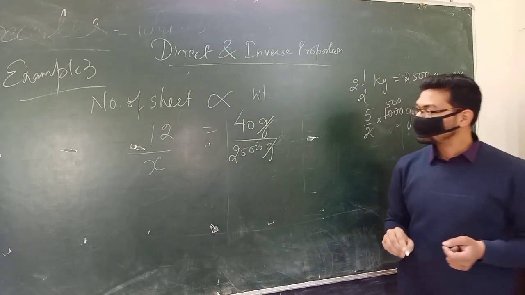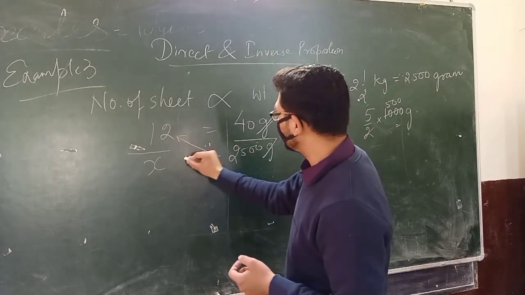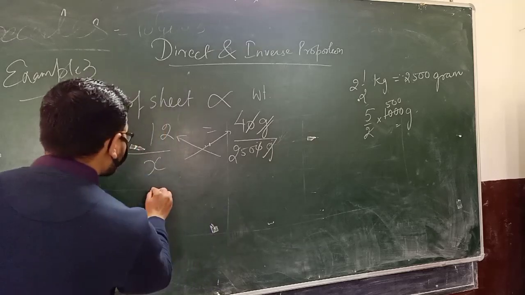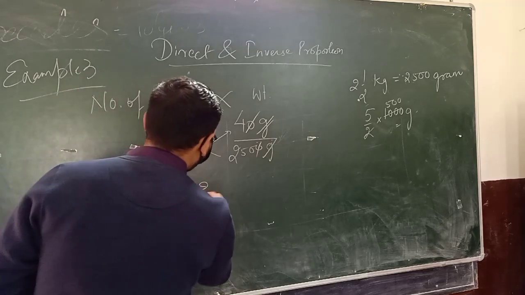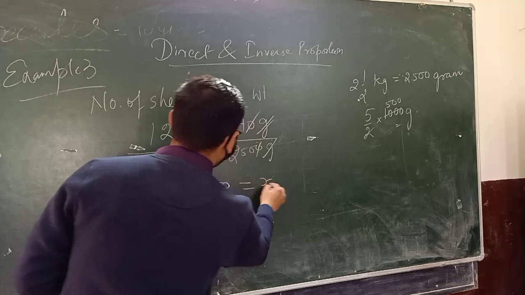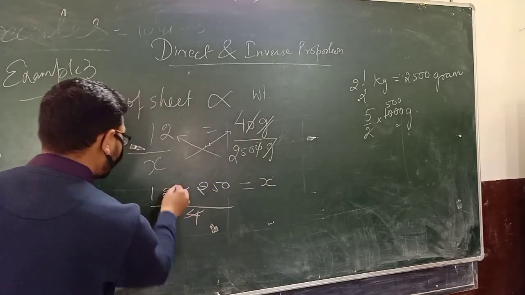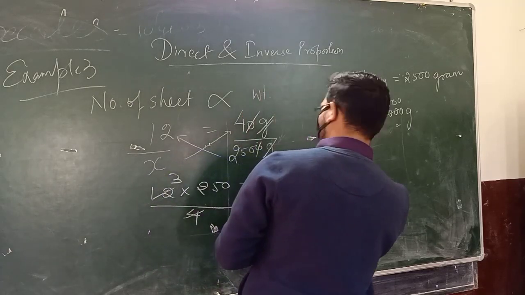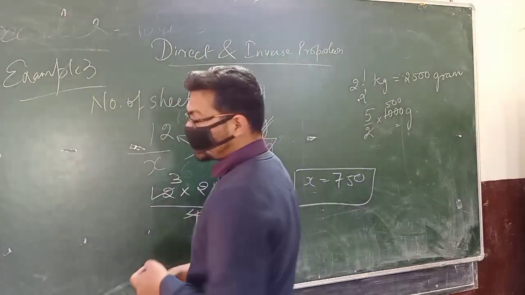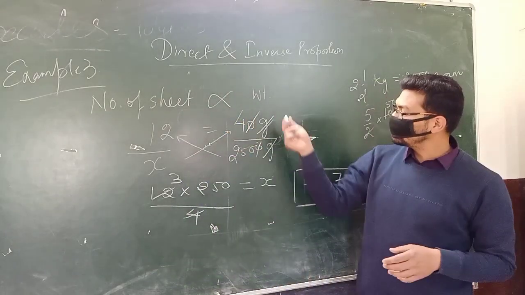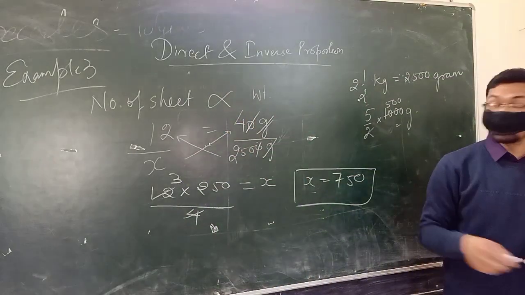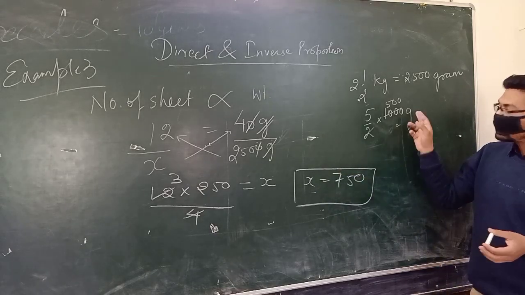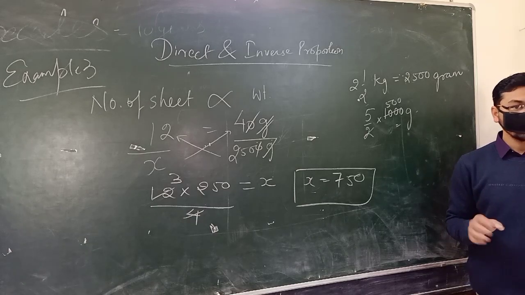Cancel out grams. Just cross multiply these values. सर 0 से 0 भी कर सकते. Exactly. So 12 into 250 is equal to x upon 4. 4 3s are 12, so x is equal to 750. So 750 sheets you need to add, then it will equal 2500 grams. Then only that notebook will weigh 2500 grams. Okay, just note it down fast.